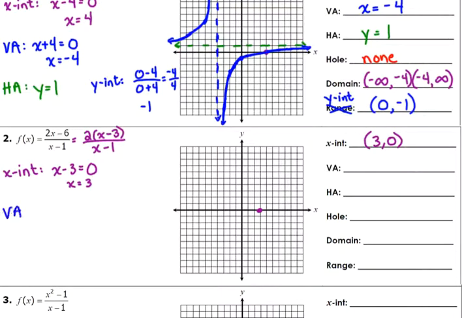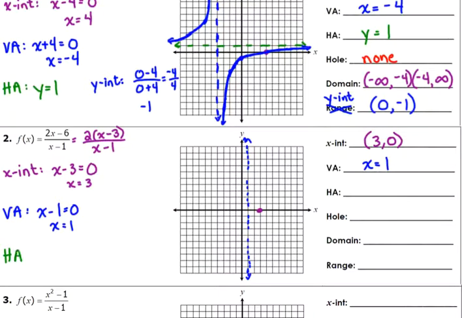Vertical asymptote: set the denominator equal to 0. Solve for the variable, so x equals 1 is our vertical asymptote. So over here at positive 1, I'm going to put a vertical dashed line at x equals 1.